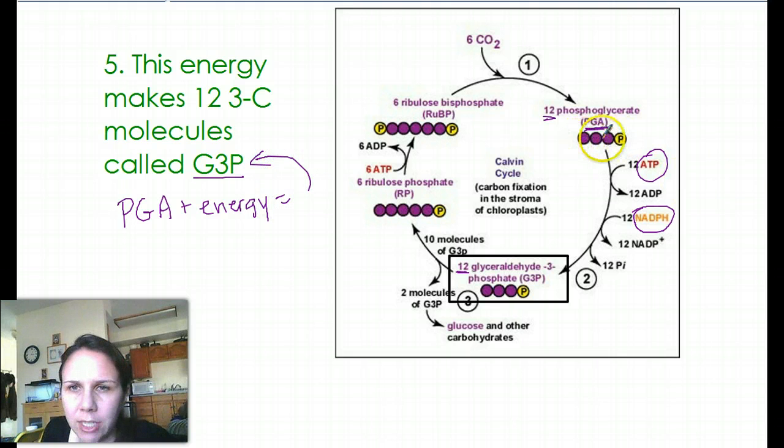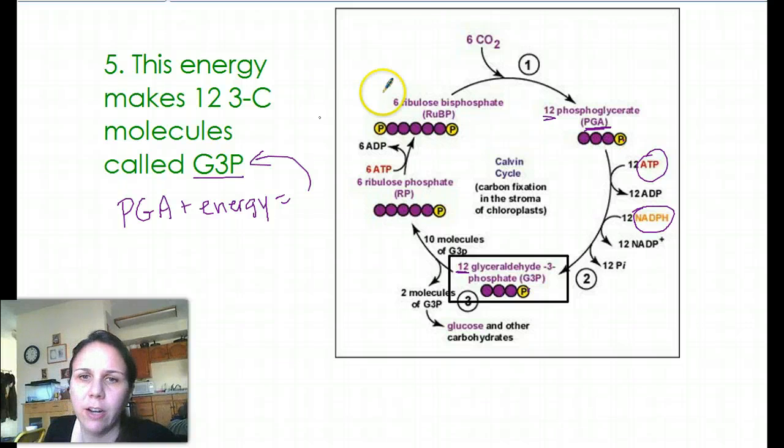Because if you look it up, they still have 3 carbons. They both have phosphates. There's really nothing too different from them. But if we looked at the chemical structure of them, there are slight changes in there. So I make these 12 G3Ps. Okay, well that's great. What do I do with those?